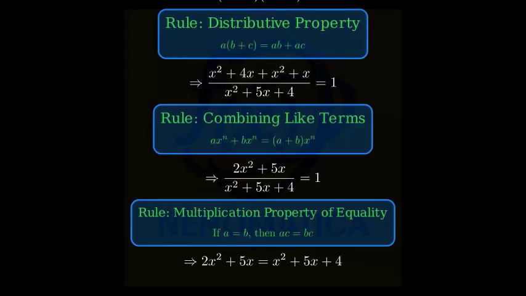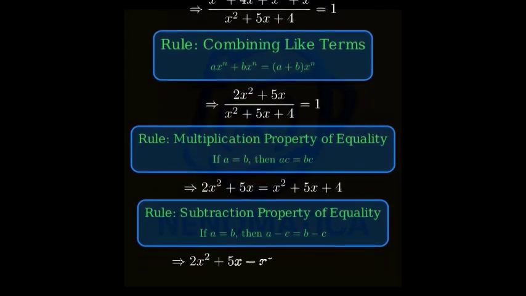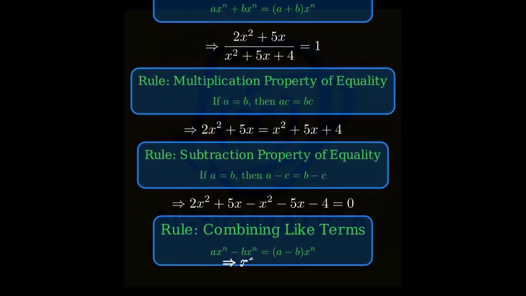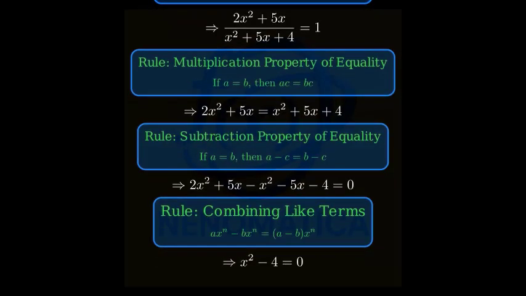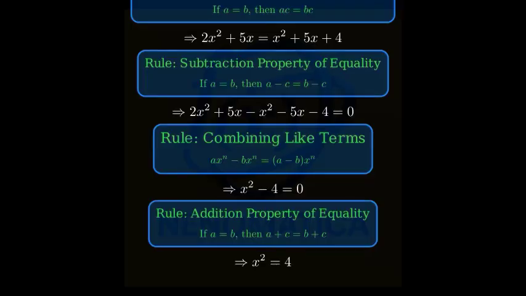Let's rearrange the equation to get all terms on one side. We'll subtract x squared and 5x from both sides to get all terms on the left. Next, we simplify the left side by combining like terms. 2x squared minus x squared equals x squared, and 5x minus 5x equals 0. We can rearrange this to standard form. By adding 4 to both sides, we get x squared equals 4.